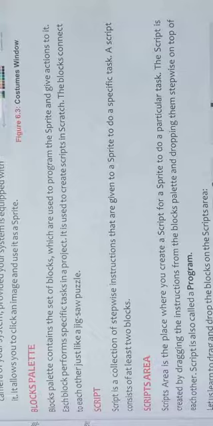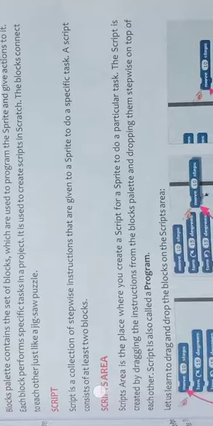Okay, now the blocks connect to each other just like a jigsaw puzzle. Suppose there are two characters in the project, then the conversation between them is written in the form of blocks in the block palette. Basically we write the dialogues of the characters in the blocks.